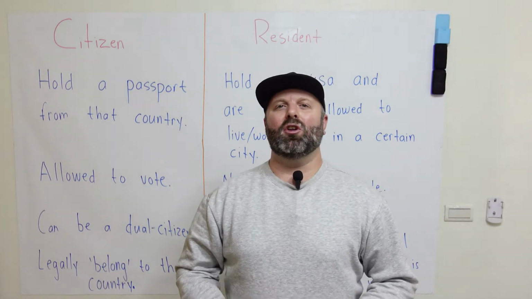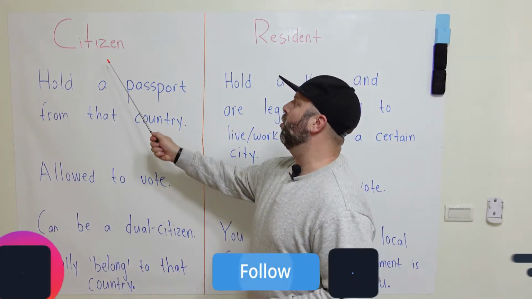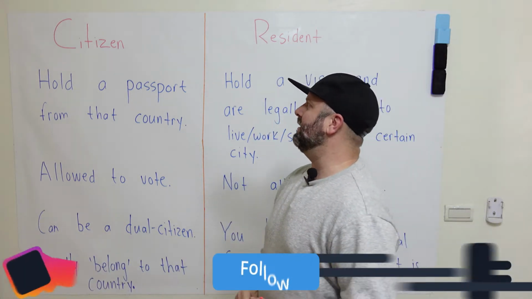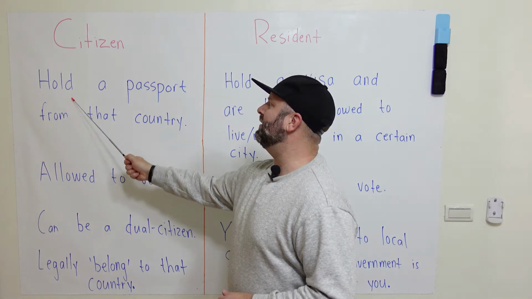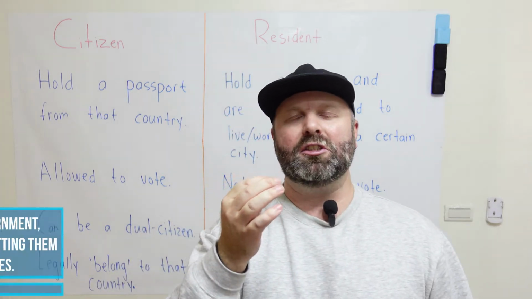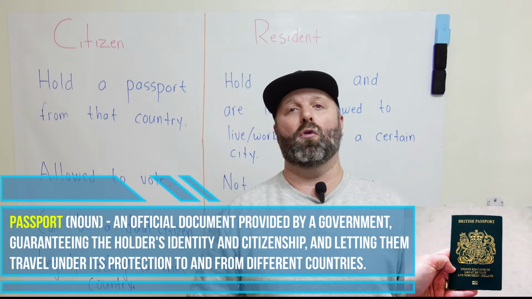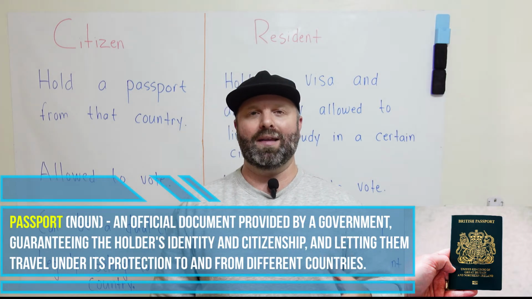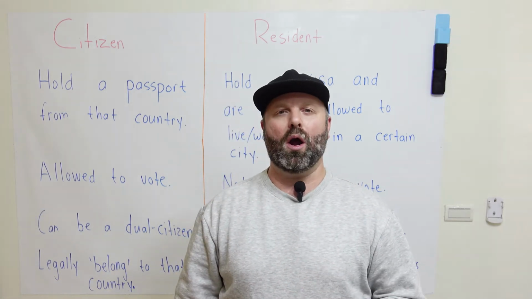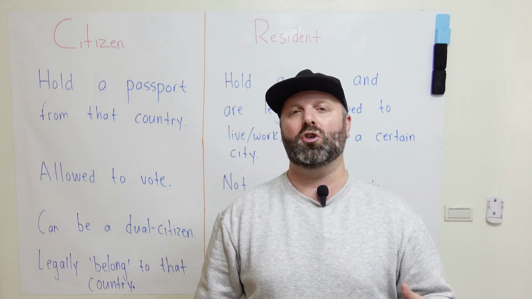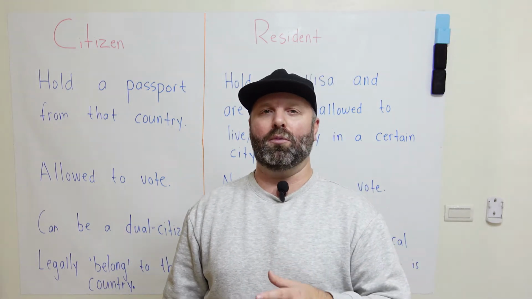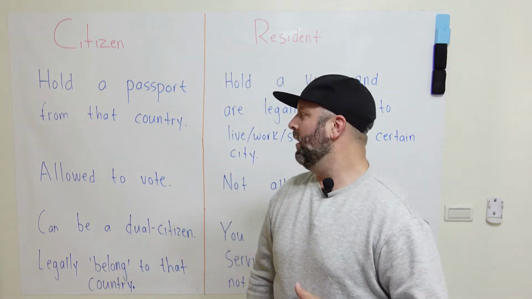All right, let's look at the difference between the word citizen and resident. Let's focus on citizen first. A citizen is someone who holds a passport from that country. A passport is a small book that you apply for from your government, and that book allows you to travel to other countries. It's required. You cannot just simply enter another country without a passport. That is not allowed. And only citizens are able to get a passport, okay?